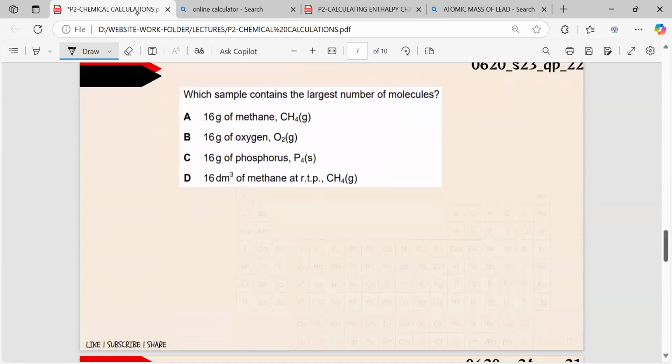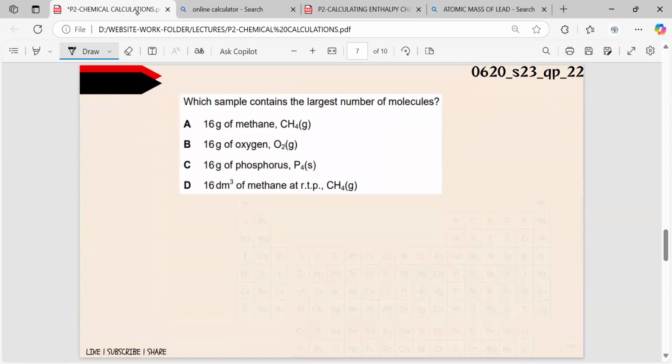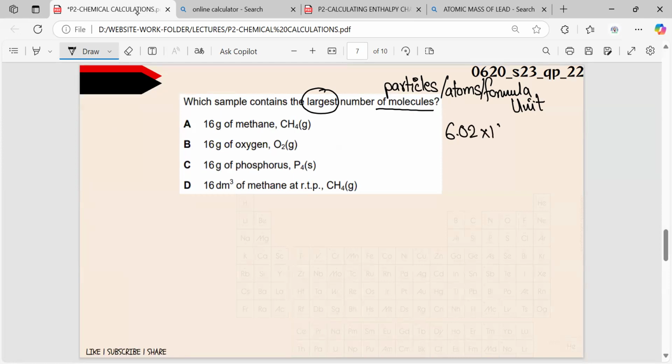Next, we have a different kind of question. This question is also very common. Which sample contains the larger number of molecules? Now, for the larger number of molecules, instead of molecules, if they ask you about particles, atoms, or the formula unit, then you have to use the same method. As we know, Avogadro's number, 6.02 into 10 power 23 particles, is the number of particles present in 1 mole of a substance.